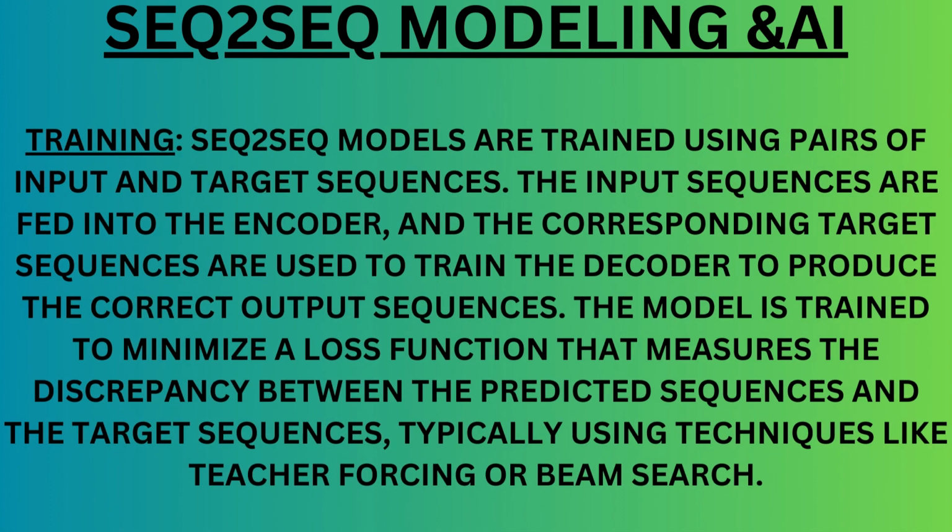Training. Sequence-to-sequence models are trained using pairs of input and target sequences. The input sequences are fed into the encoder and the corresponding target sequences are used to train the decoder to produce the correct output sequences. The model is trained to minimize a loss function that measures the discrepancy between the predicted sequences and the target sequences, typically using techniques like teacher forcing or beam search.